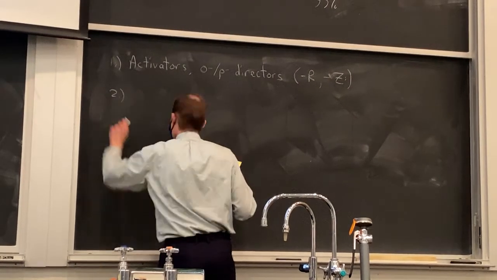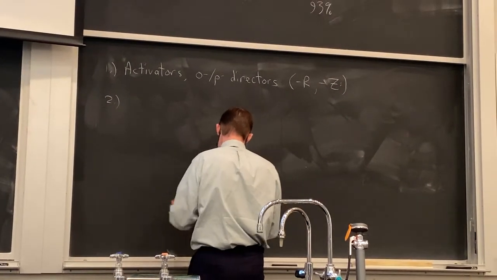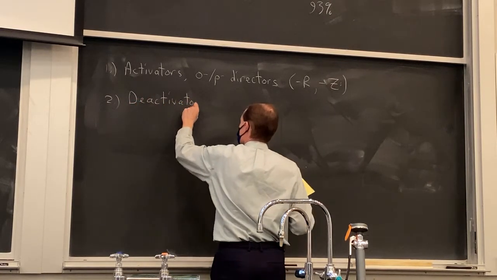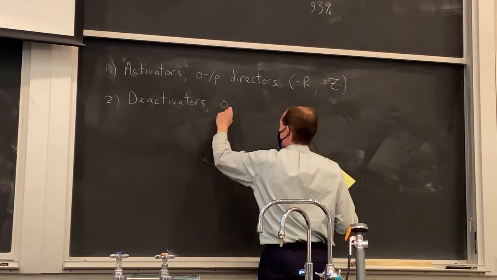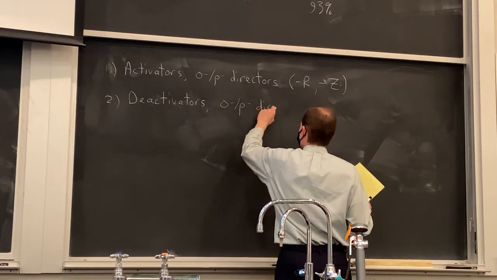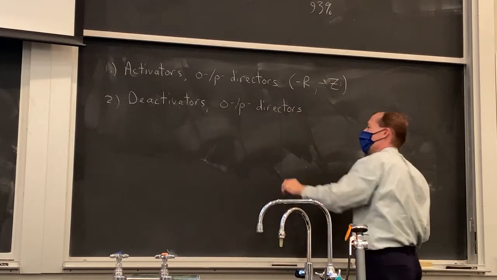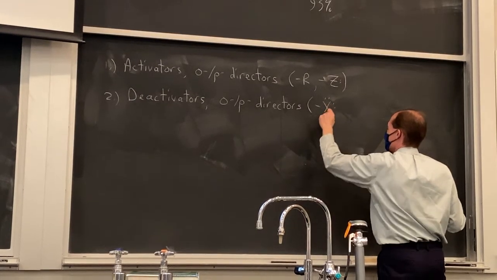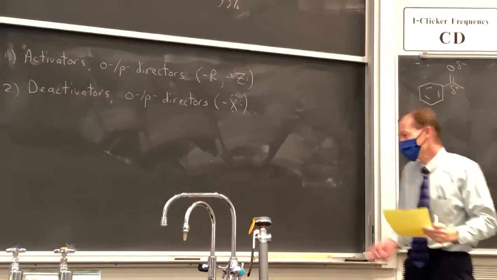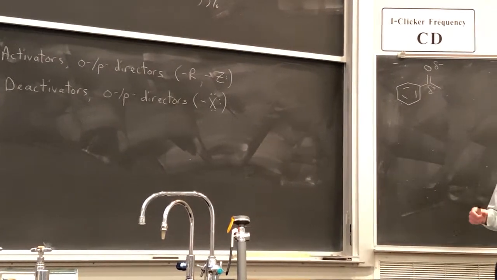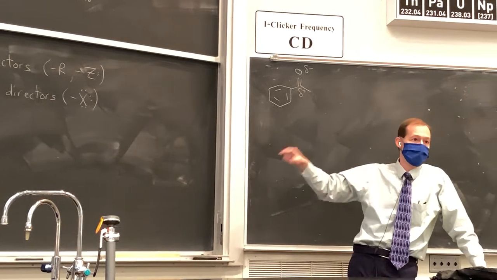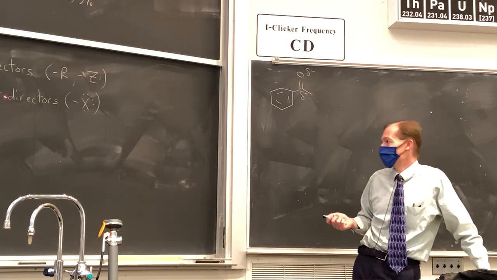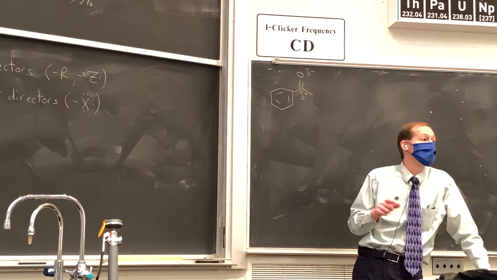Our second category of substituents are going to be deactivators that are also ortho and para directors. Okay? And these are going to be the halogens. They're deactivators because of the electronegativity. We talked about how the inductive effect is stronger than the resonance effect with halogens. And later on, we're going to learn why they are ortho-para directors.